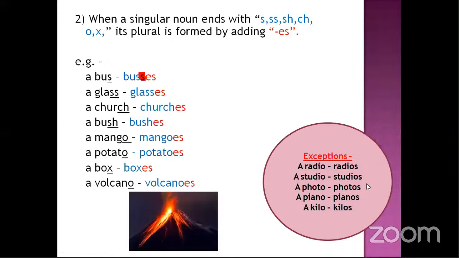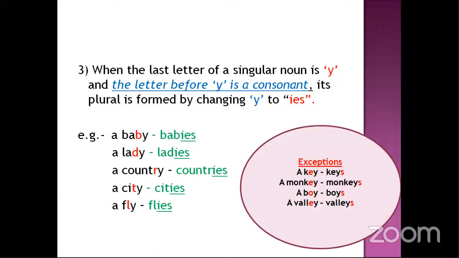And the next rule is the nouns ending with Y. Then what happens here? We have to cut the Y letter and add IES, but you have to pay attention to the previous letter. The noun should end with Y and the previous letter should be a consonant. But if the previous letter is a vowel, what happens? We just add S.